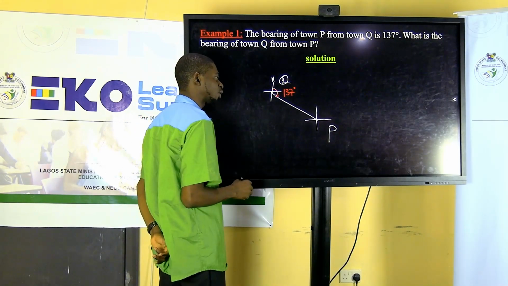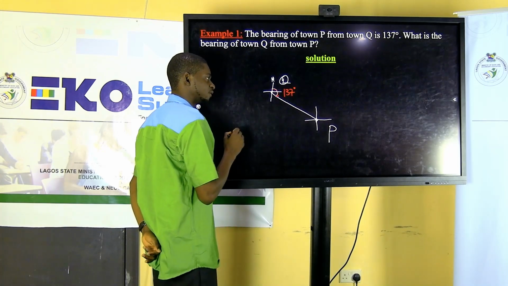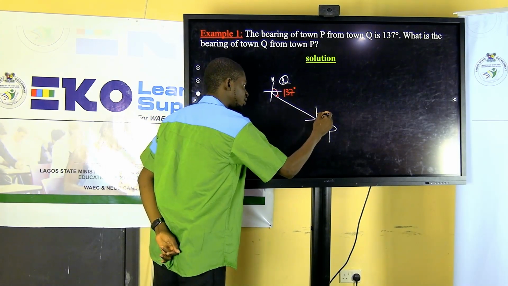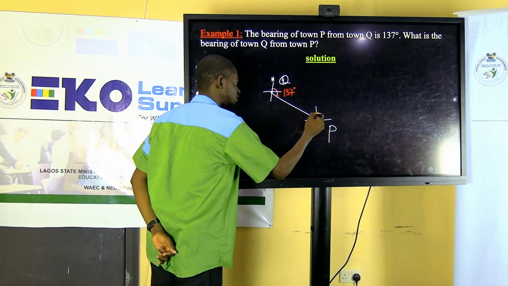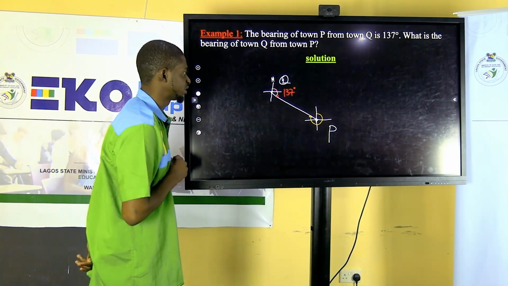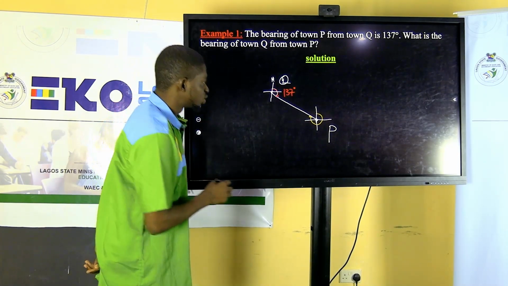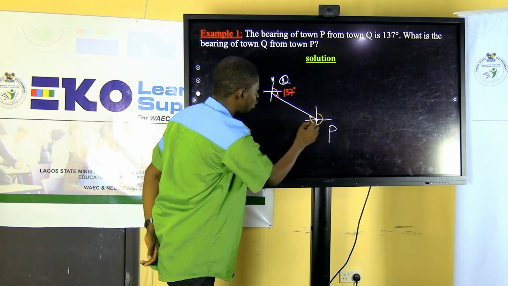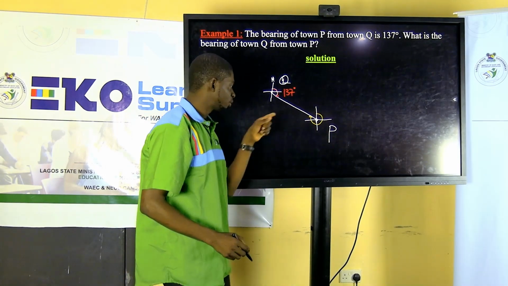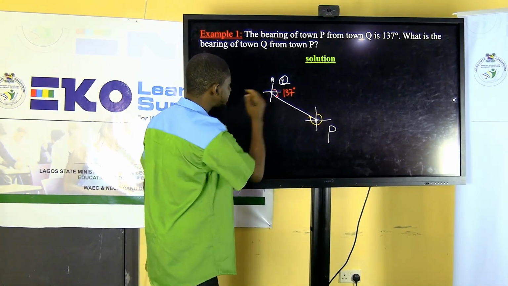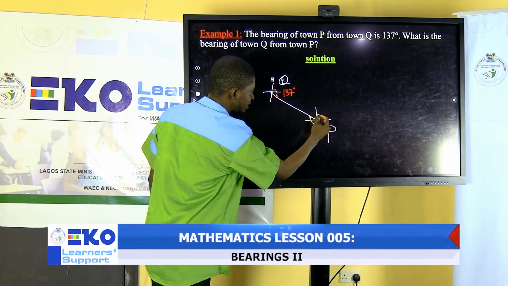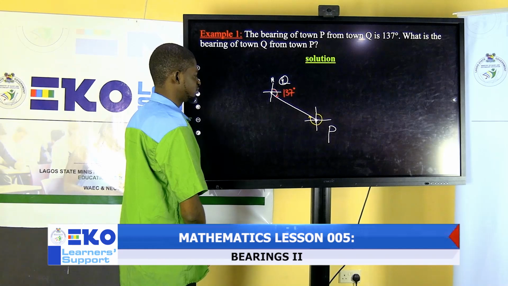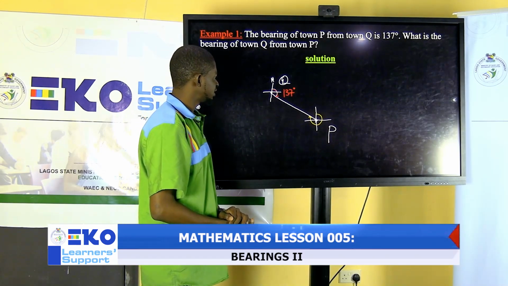So if you are looking at it from P, this is the north. So you read 90, 180, 270 till we get to that point that we do not know yet. So this is the bearing of town Q from P. If this is 137, this bearing reading now is what we are interested in. How best can we get that?